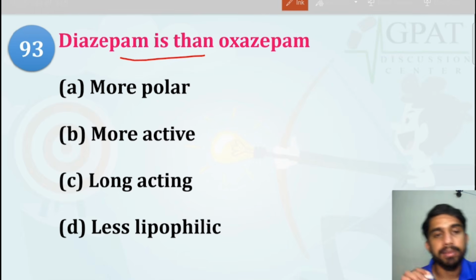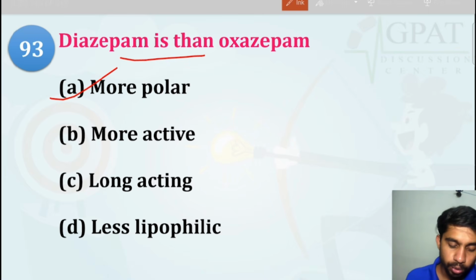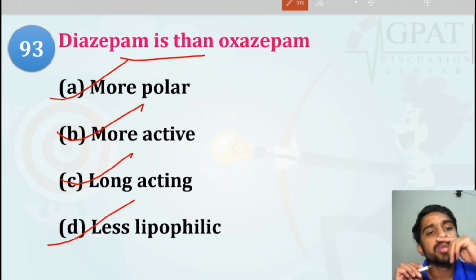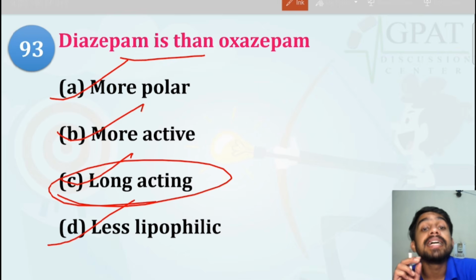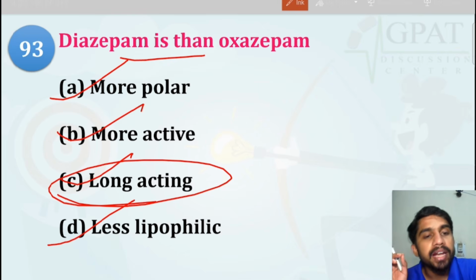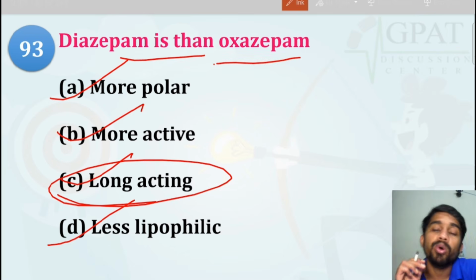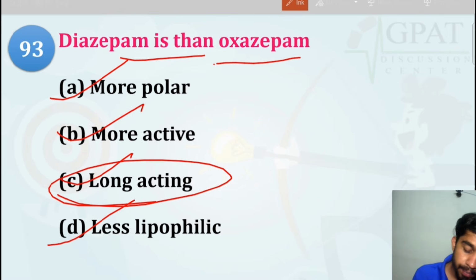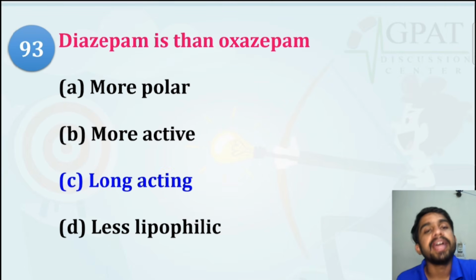Diazepam versus oxazepam. We have to compare diazepam and oxazepam. Option A says more polar, more active, long acting, and less lipophilic. Diazepam is longer acting than oxazepam because it has a longer half-life. Oxazepam is short or intermediate acting because it is more polar due to its hydroxyl group, and diazepam is less polar. So the correct answer will be, sorry, not option A, that is option C. Diazepam is long acting.